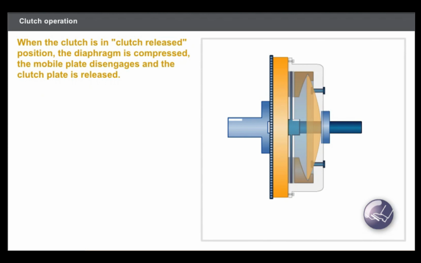When the clutch is in clutch-released position, the diaphragm is compressed, the mobile plate disengages, and the clutch plate is released. The gearbox is now uncoupled from the engine.